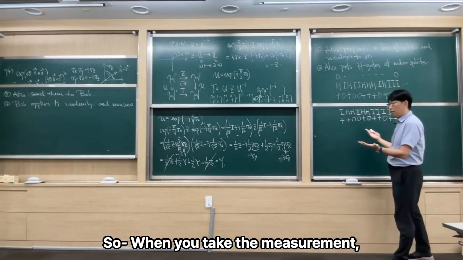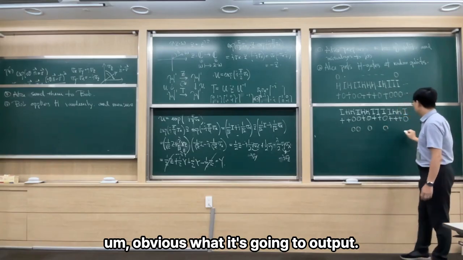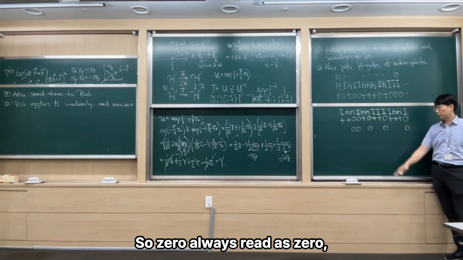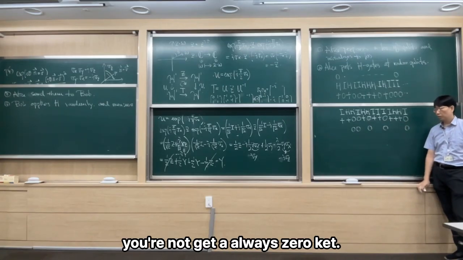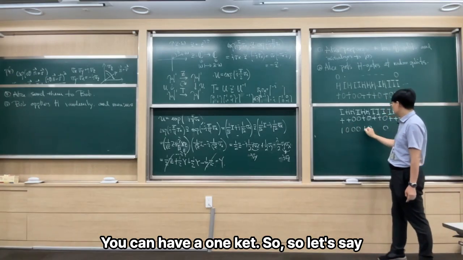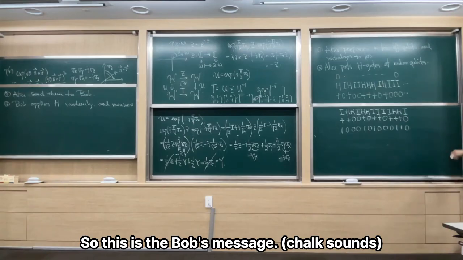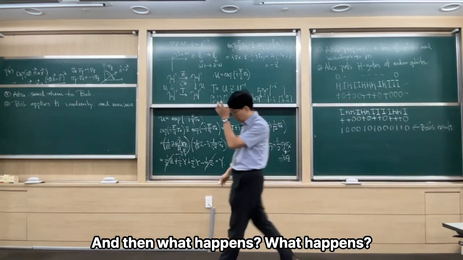So when you take the measurement, there are certain states where it is obvious what it's going to output. So 0 always reads as 0. But when you have a plus state, you're not going to always get 0. You can have a 1. So let's say, just randomly, I put this. So this is Bob's message. And then what happens?